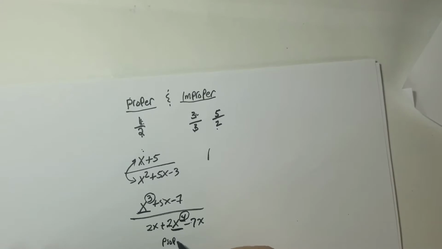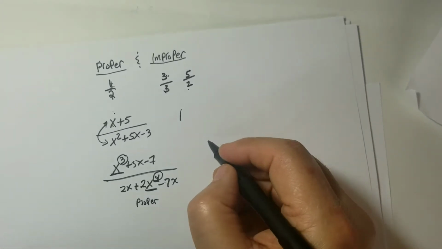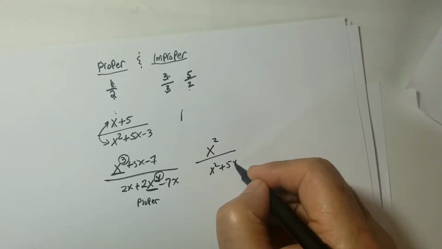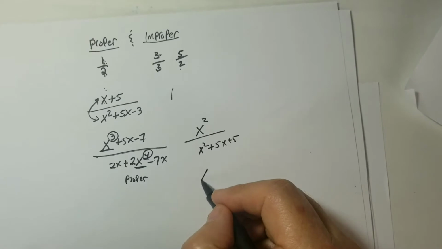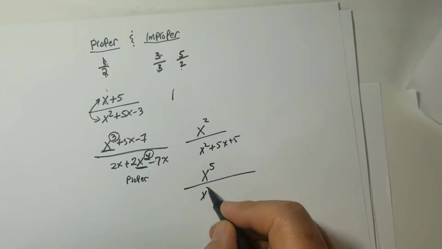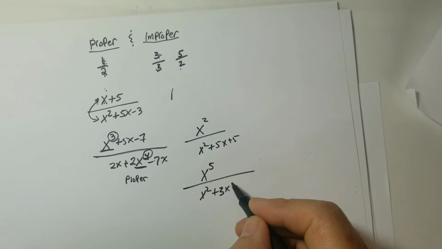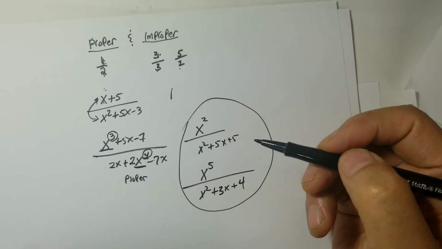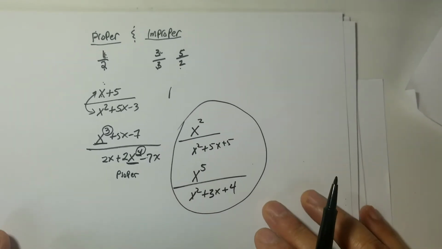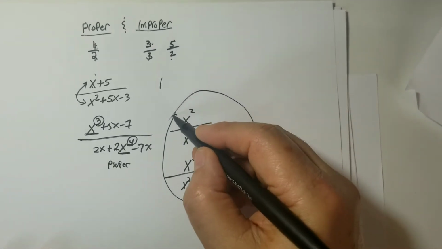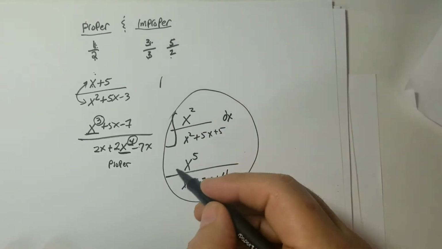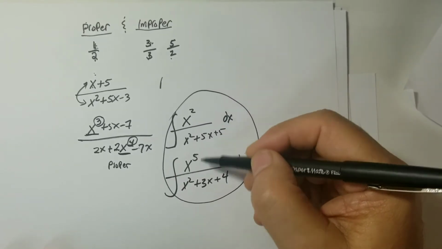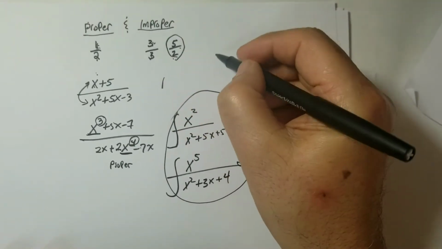That's proper. But when the power of the top is the same as the power of the bottom, or the power of the top is bigger than the power of the bottom, these are called improper. And we have discussed this in calculus many times, because if you have an improper rational function and you try to integrate it, you have to change it to proper. And how do you change it to proper? The same as you did here.